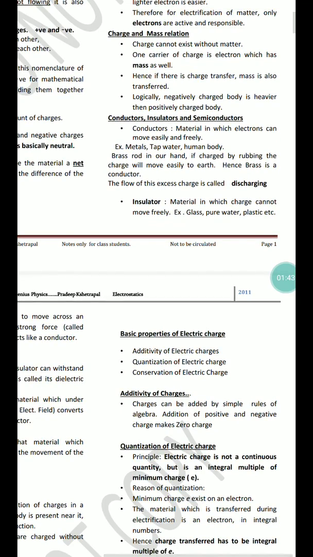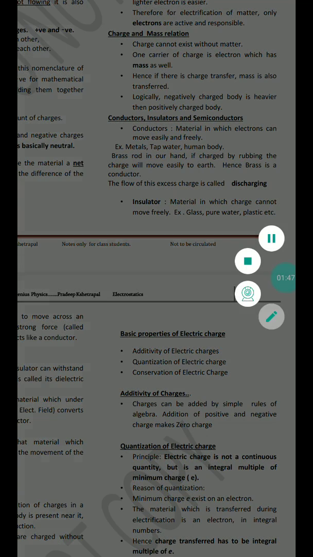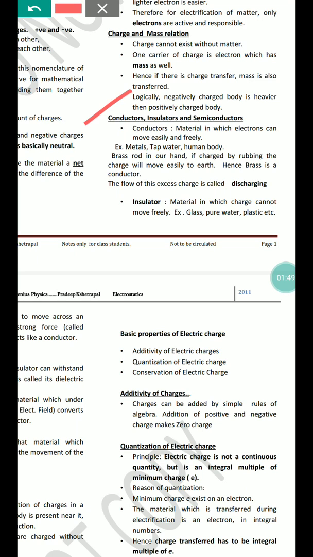On the classification of the material, the materials are divided into three types: conductor, insulator, and semiconductors. Conductors are the materials which have free electrons. For example, metal, tap water, human body. They are called conductors as they have free electrons and the capability to conduct electricity.